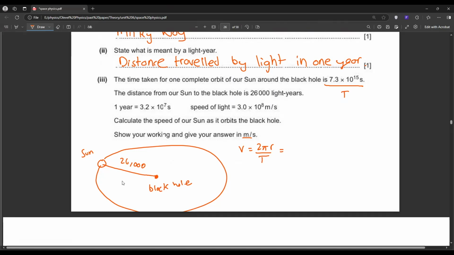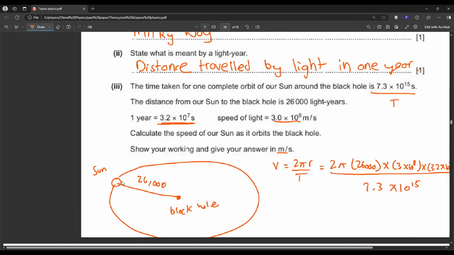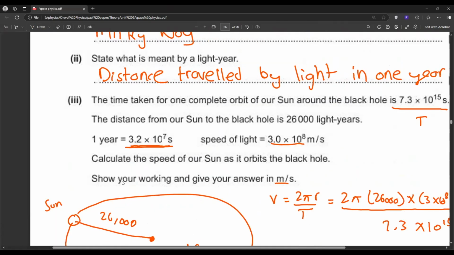Now what will be the r here? 26,000 light years. But how will you calculate the distance in 1 light year? The distance in 1 light year is very easy to calculate. Speed of light multiplied by the amount of seconds in a year. So the speed of light is 3 into 10 raised to the power of 8, multiplied by 3.2 into 10 raised to the power of 7, divided by the time period, that is 7.3 into 10 raised to the power of 15. Let me zoom in a bit and tell you again what I have done here.